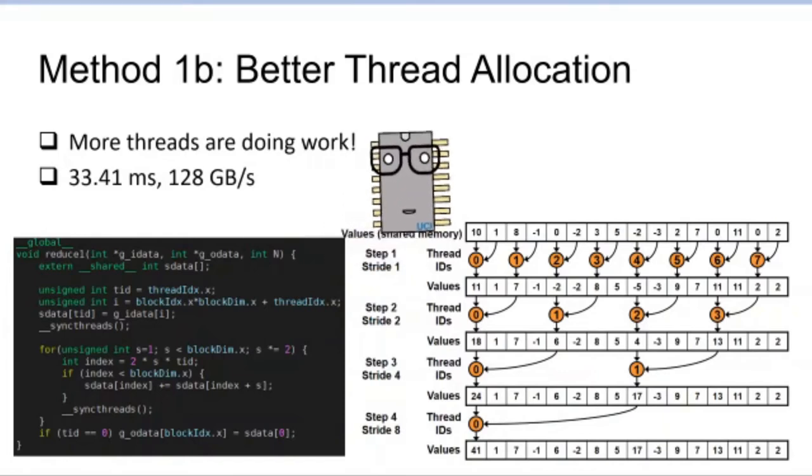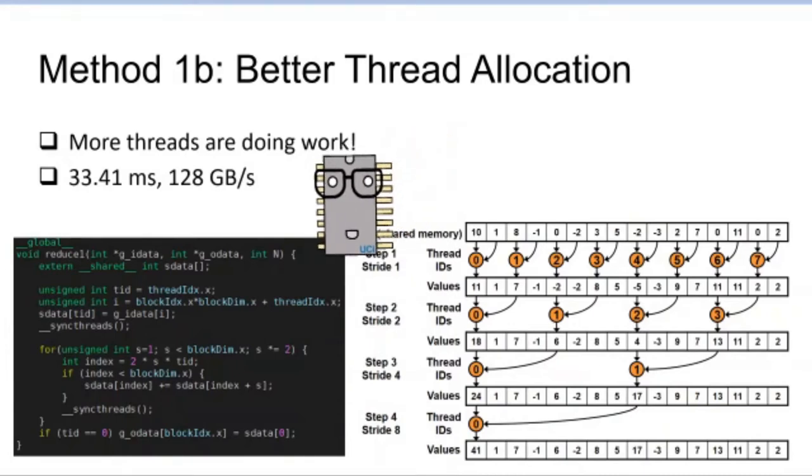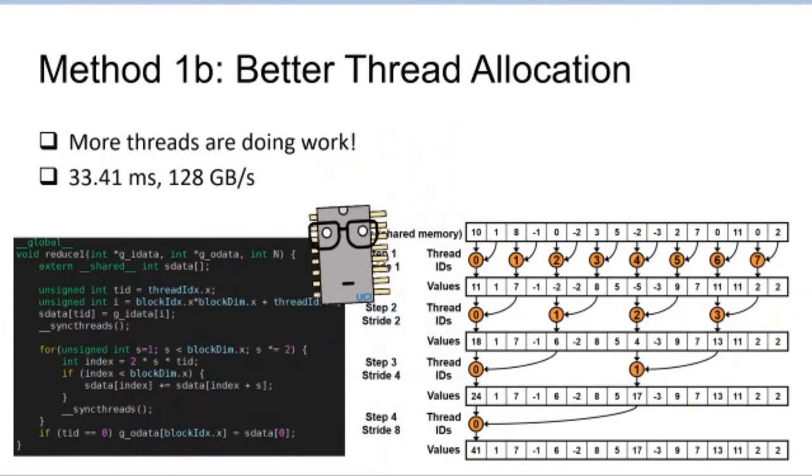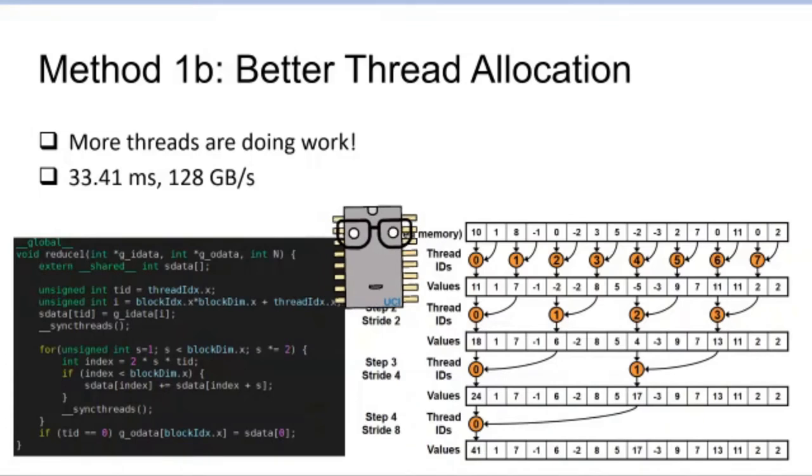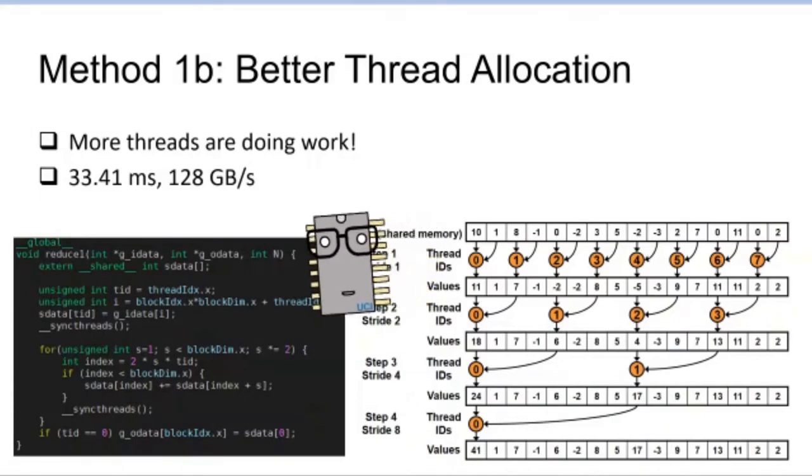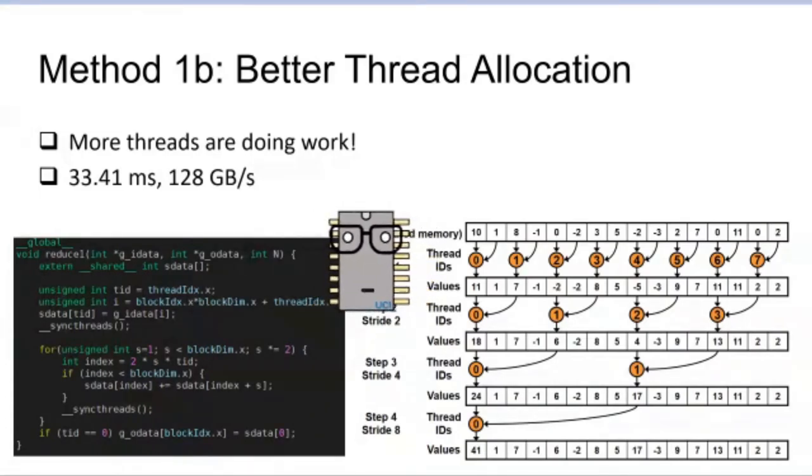So more threads are doing work. Not only that, there's less control divergence going on, which results in 33 milliseconds of latency, 128 gigabytes per second. Much, much better. We've gotten above 100 gigabytes per second, but it's still a far cry from 600 gigabytes per second. So what's the next problem that we can recognize?